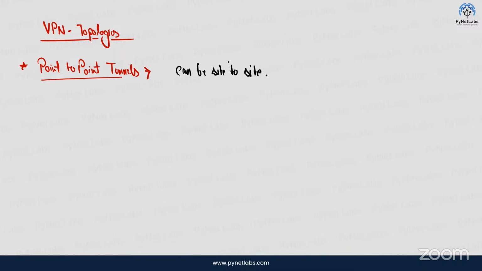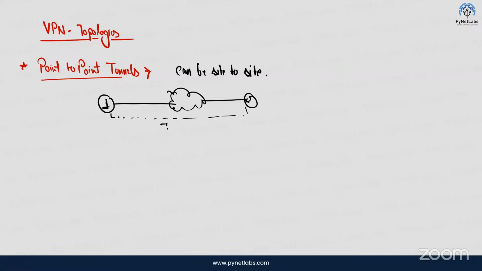What exactly this point to point is, for example, if you have one branch office and a second branch office and in between there is an ISP. There will be a point to point link and a logical tunnel between your main office and the second main office. So there will be a tunnel in between, a kind of logical tunnel. This is the first thing about the VPN topologies, where we have point-to-point tunnels.